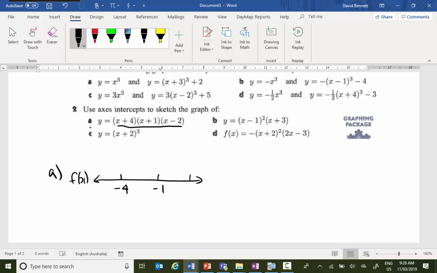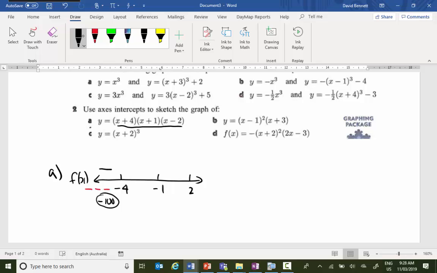-4, -1 and 2. Now what I'm going to do is think of a value that sits inside each region. So I'm going to think of this first one, negative maybe 100. Looking at whether it's positive or negative, the first term is going to be negative, the next term is going to be negative, and the next term is going to be negative. So if I've got 3 negative terms, I know I'm going to have a negative value.